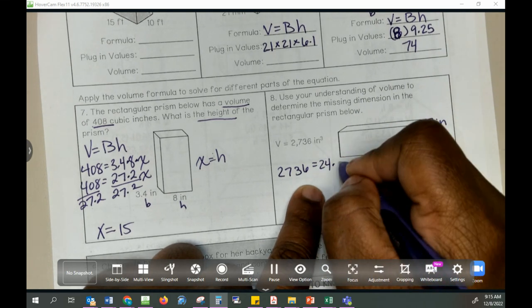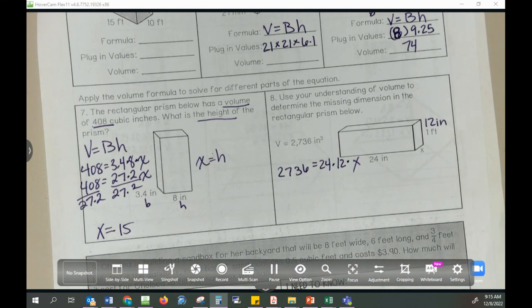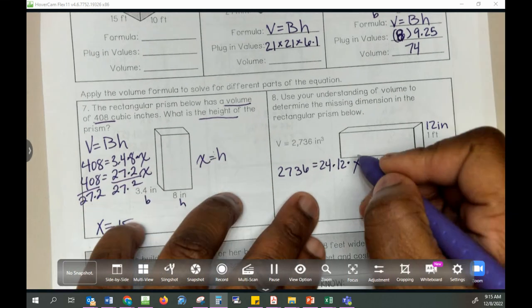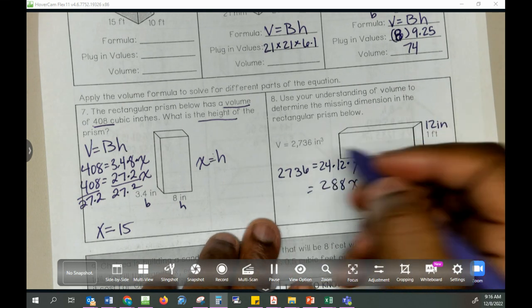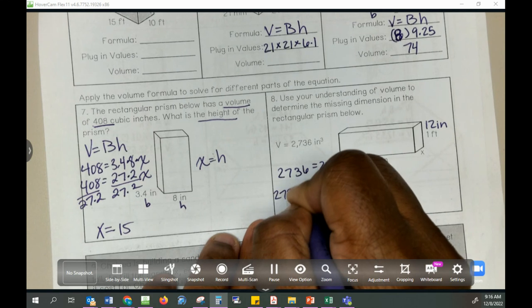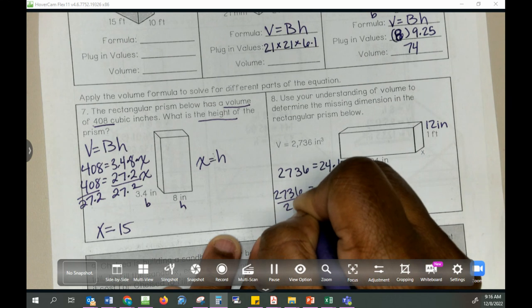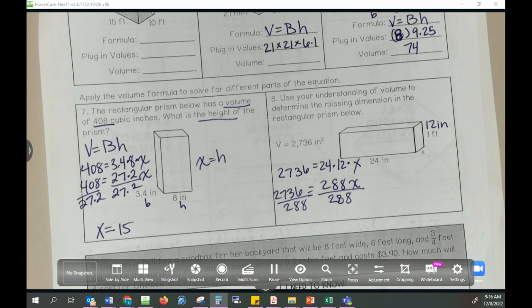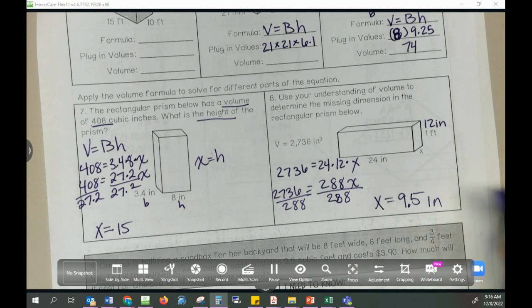24 times 12 times X, because this was a tricky question. I had to look at it twice. 24 times 12 is 288X. Then 2736. And so now you will divide by 288. And when you divide by 288, that's where you will get the 9.5. So X equals 9.5 inches.